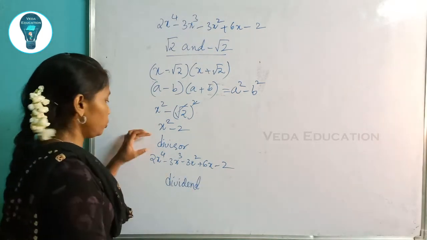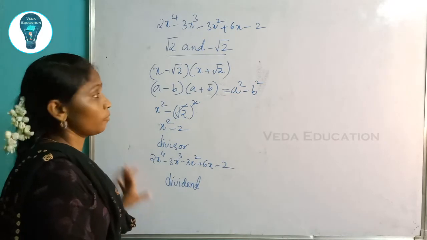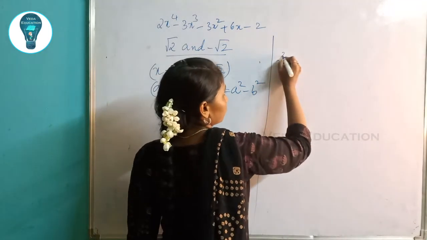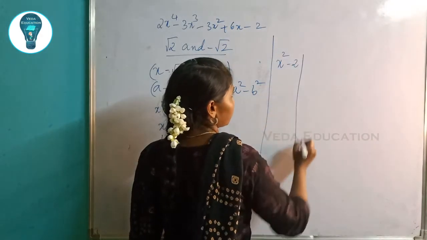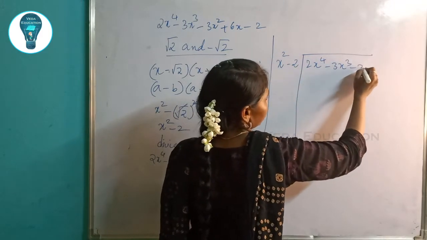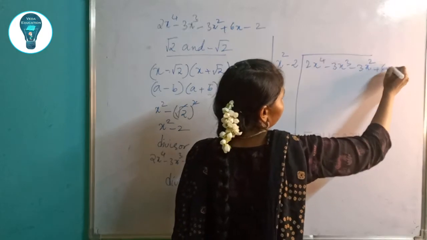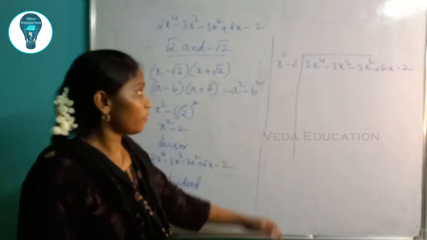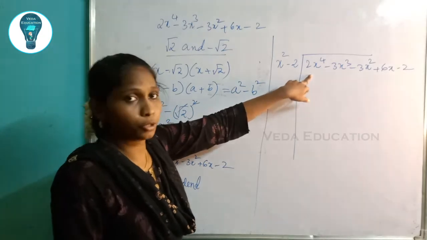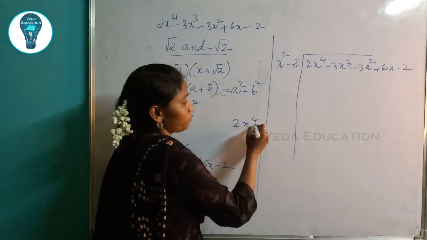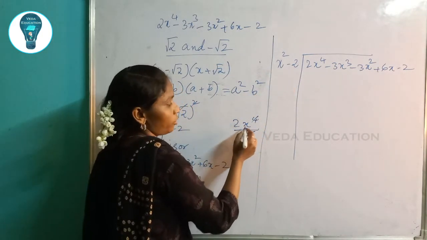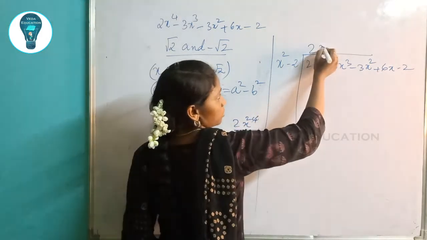Okay. Now using this divisor, divide the given fourth degree polynomial. So in our process, the first term should get removed. What is the first term of the dividend? 2x to the power of 4. So 2x to the power of 4 divided by the first term of the divisor, x square, cancels, and what is left here? 2x square. So the quotient is 2x square.